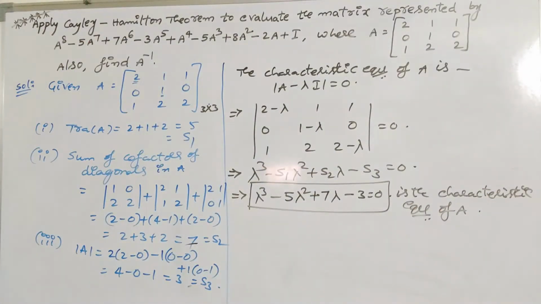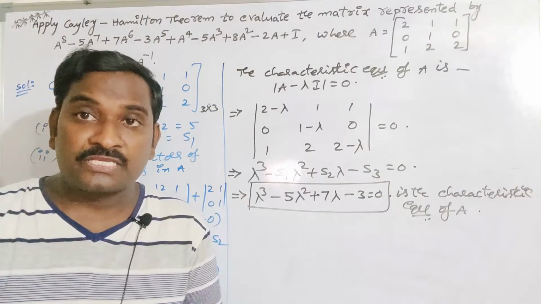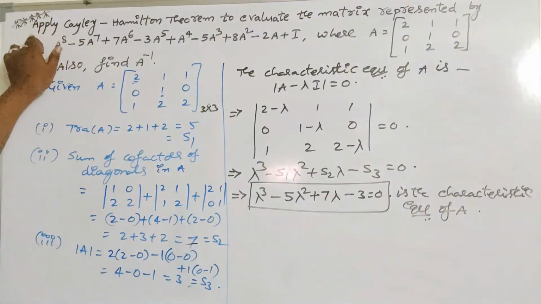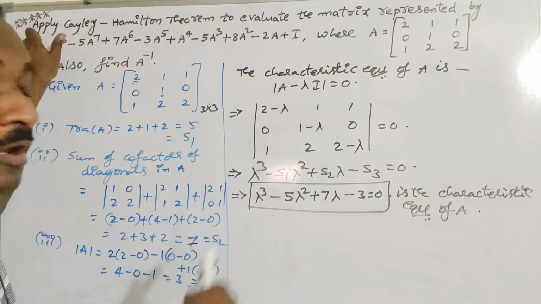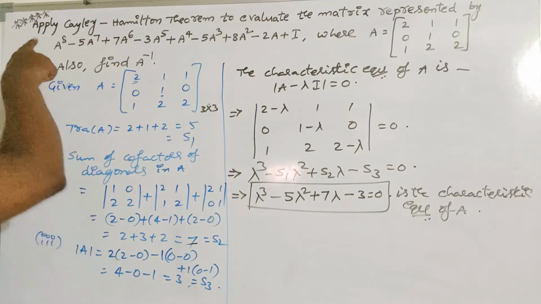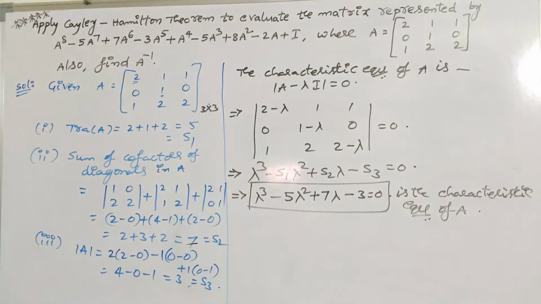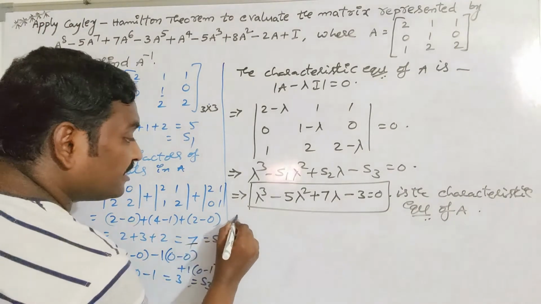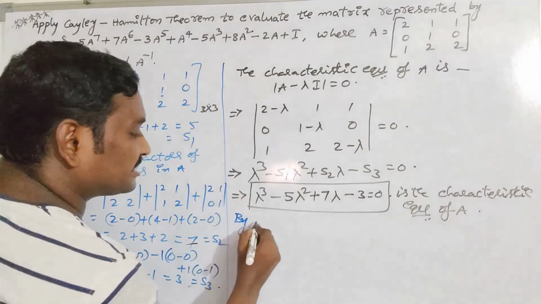Okay. Now, don't verify the Cayley-Hamilton theorem here. It is not necessary, because the statement mentions to apply, so directly you can apply the theorem to the problem. If you are asked to verify the Cayley-Hamilton theorem, then you have to verify it. What is the Cayley-Hamilton theorem? Every square matrix A satisfies its characteristic equation.